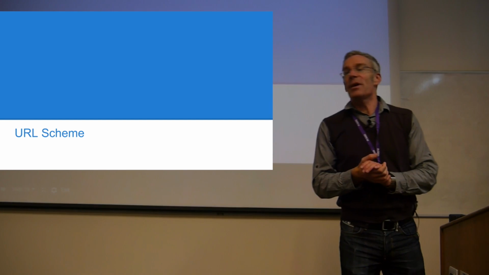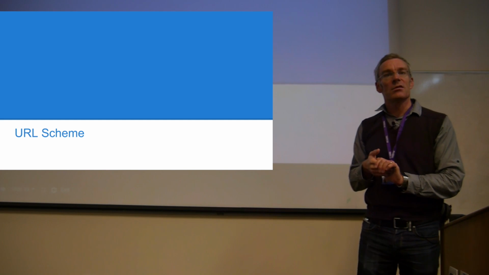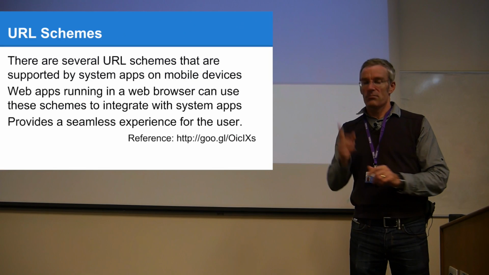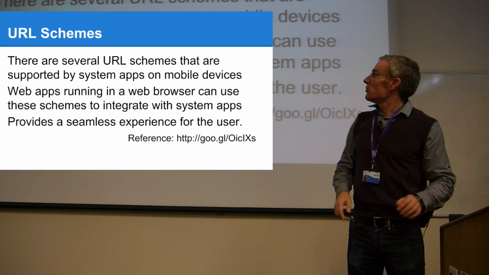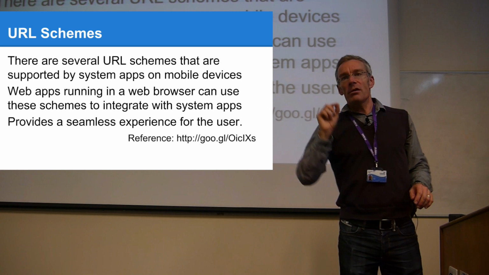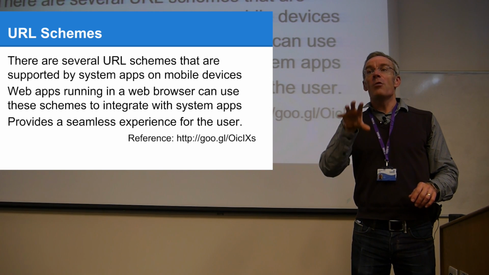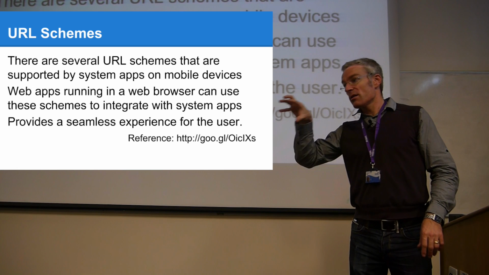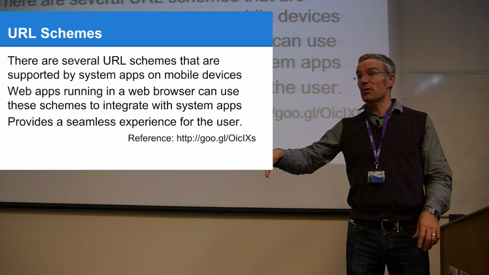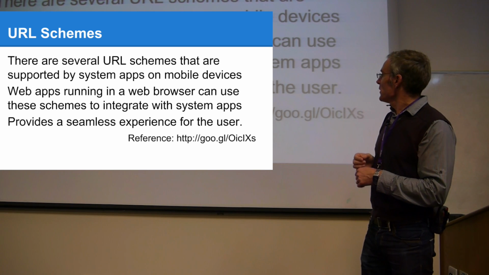I'm going to talk to you now about something called URL schemes. And we'll come across URL schemes. Okay? It's quite cool. The idea is you use a URL scheme for your mobile web app to interact with the phone hardware and the phone apps that are built into the phone.